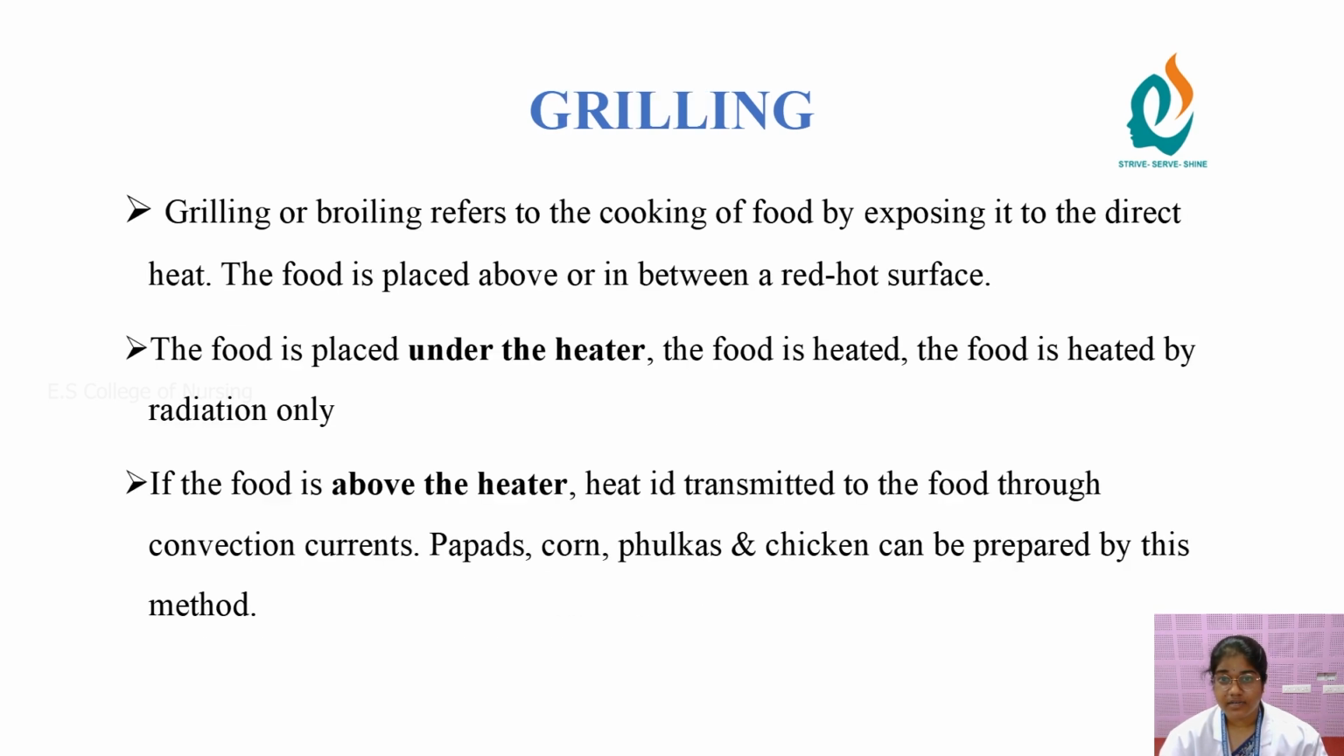Grilling or broiling refers to the cooking of food by exposing it to direct heat. The food is placed above or in between a red hot surface. The food is placed under the heater. The food is heated by radiation only. If the food is above the heat, it is transmitted to the food through convection currents. Kebabs, corn, fish and chicken can be prepared by this method.